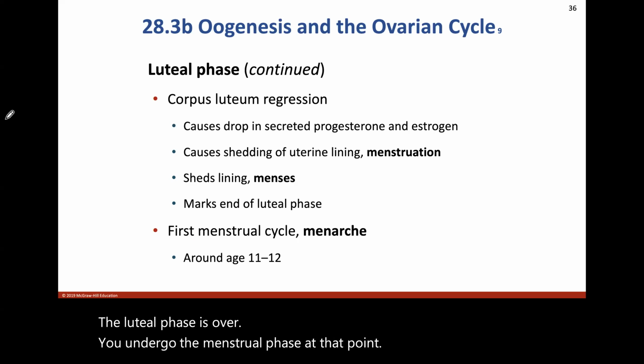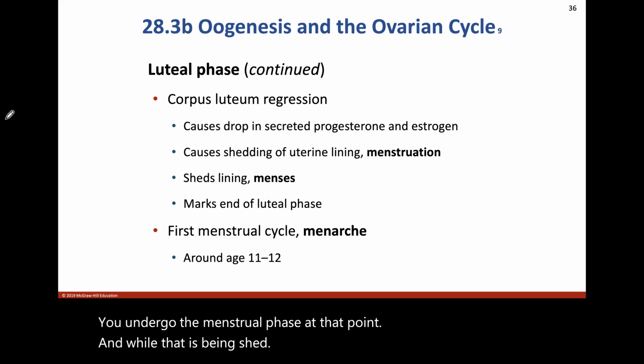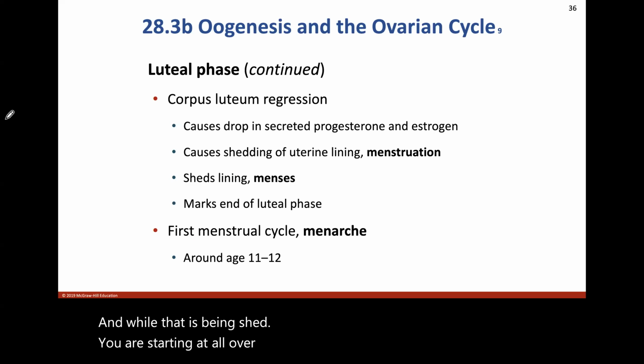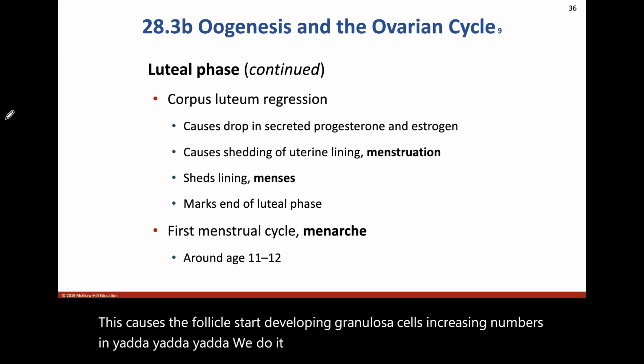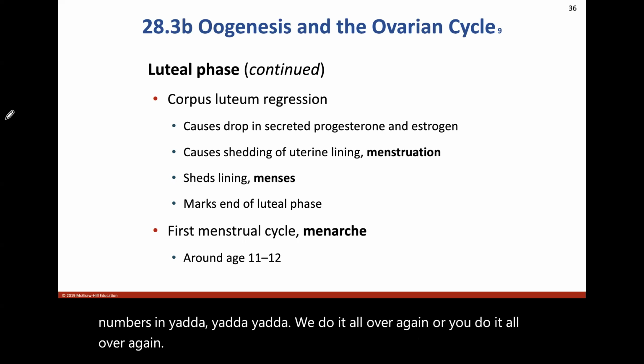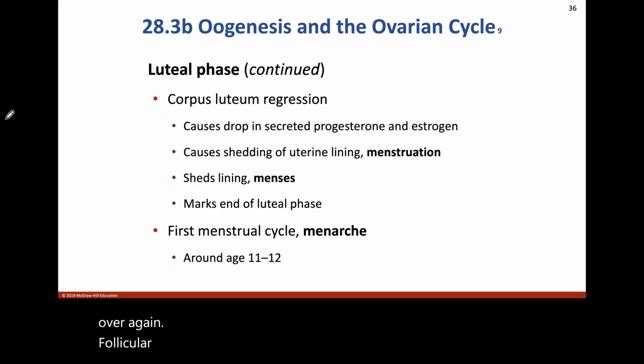And while that is being shed, you are starting it all over again. FSH starts to rise. This causes the follicle to start developing. Granulosa cells increase in numbers, and yada, yada, yada. We do it all over again, or you do it all over again. Follicular phase, phase of ovulation, and the luteal phase. That is the ovarian cycle.